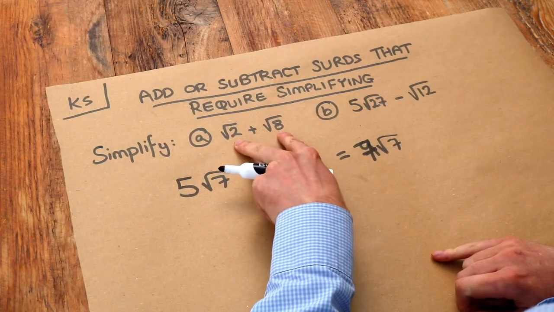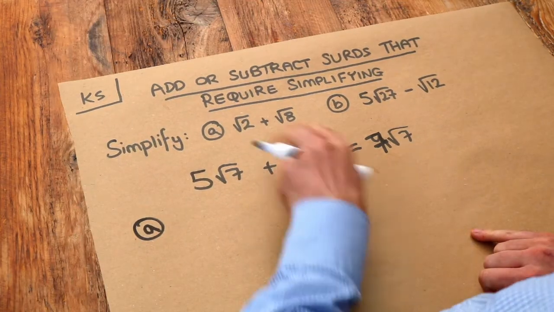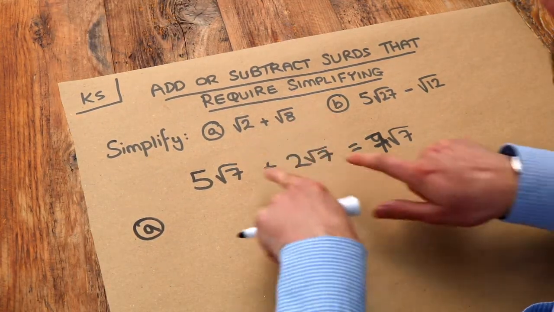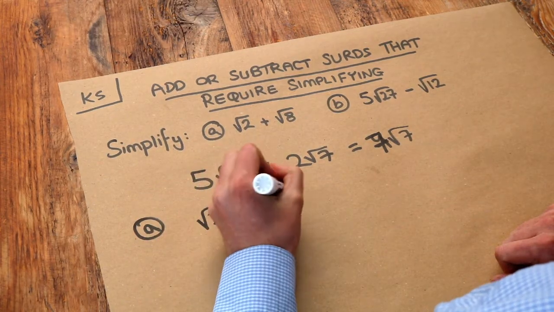These numbers under the square roots are not the same. We've got 2 and 8. And all we need to do is just simplify each surd first so that hopefully we do end up with the same number under the square root. So let's deal with this first example.